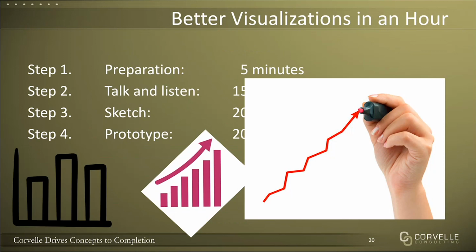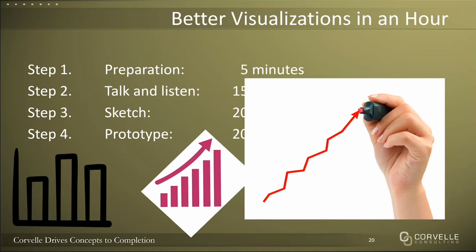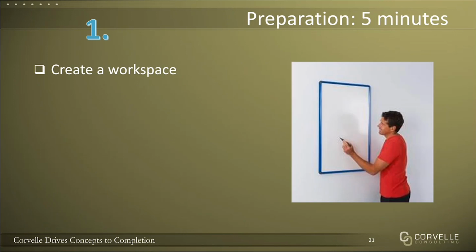So now we're going to talk about these 4 steps: preparation, talk and listen, sketch, and prototype. So here's preparation. We create a workspace. We put aside the data. So we think it's very important when you create visualizations to not talk about the data. Ignore that. We tend to introduce the data into the discussion much too early because that's where we're familiar.